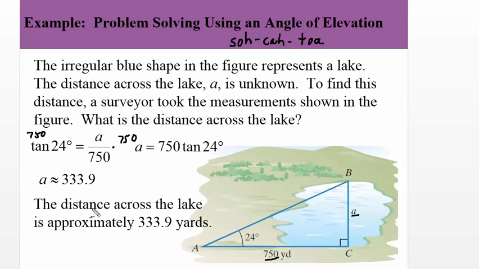Now make sure you're in degrees and not radians. You don't know how many people on the test will use the wrong mode throughout the course. And you'll get about 333.9 yards if you're punching it in right. So make sure you get that on your calculator. And this concludes video number 3, College Trigonometry.